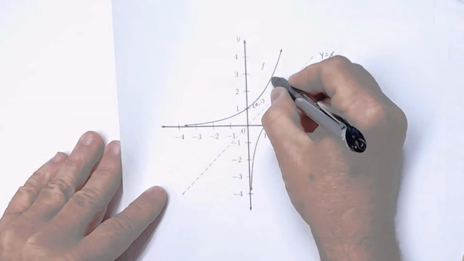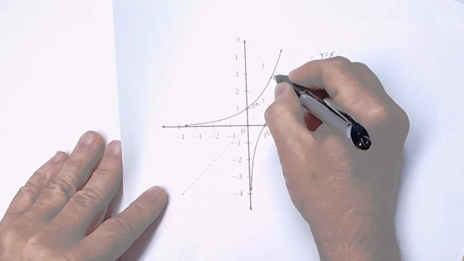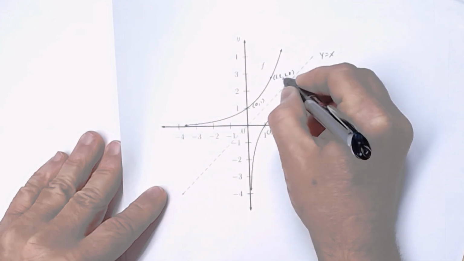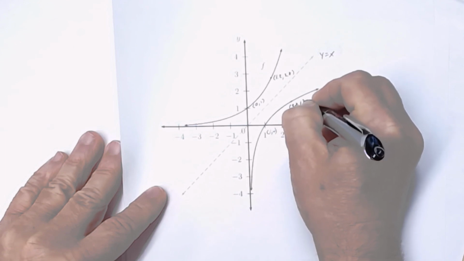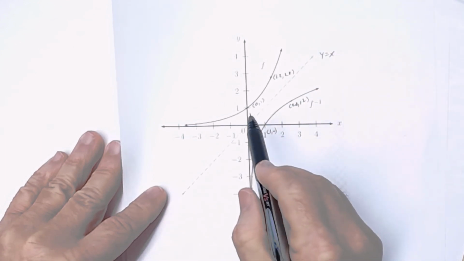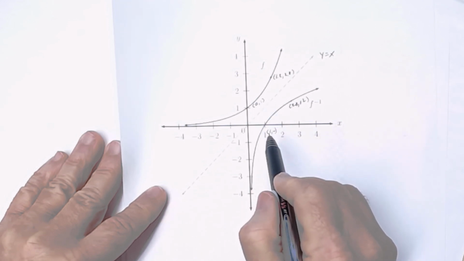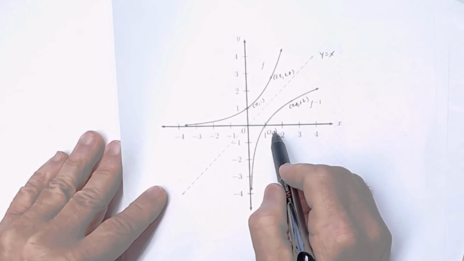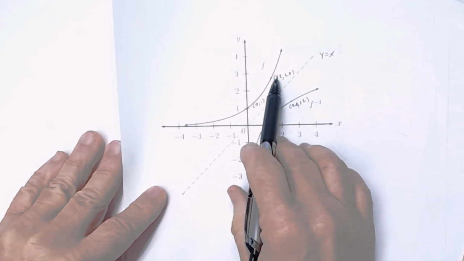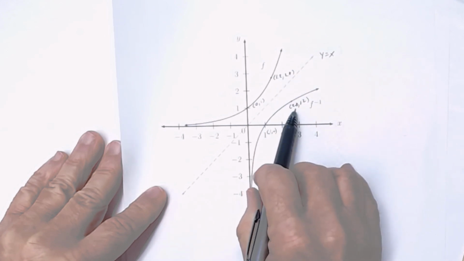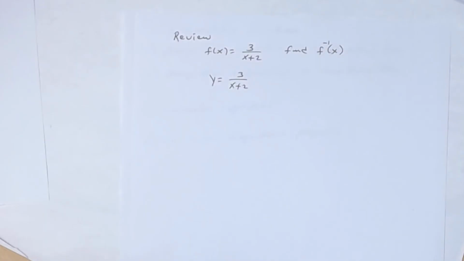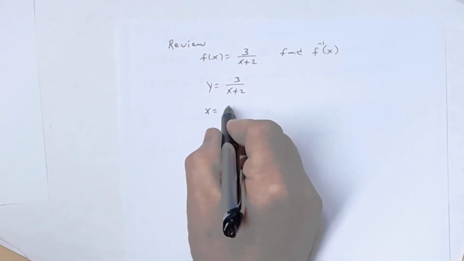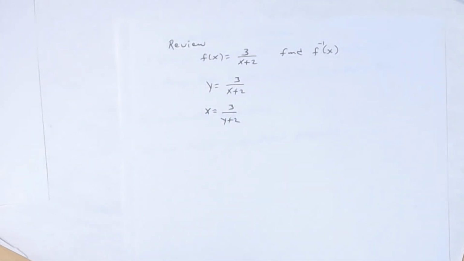And whatever this other point is, let's say I'm making this up, 1.2, 2.8. When you reflect it about the line, you're going to get 2.8, 1.2. The point is this: when you look at those inverses, the x coordinate becomes the y coordinate, and the y coordinate becomes the x coordinate. So the variables are interchanged, the coordinates are interchanged. That's why you interchange the variables here. So this becomes x equals 3 divided by y plus 2. So that's where we're at.